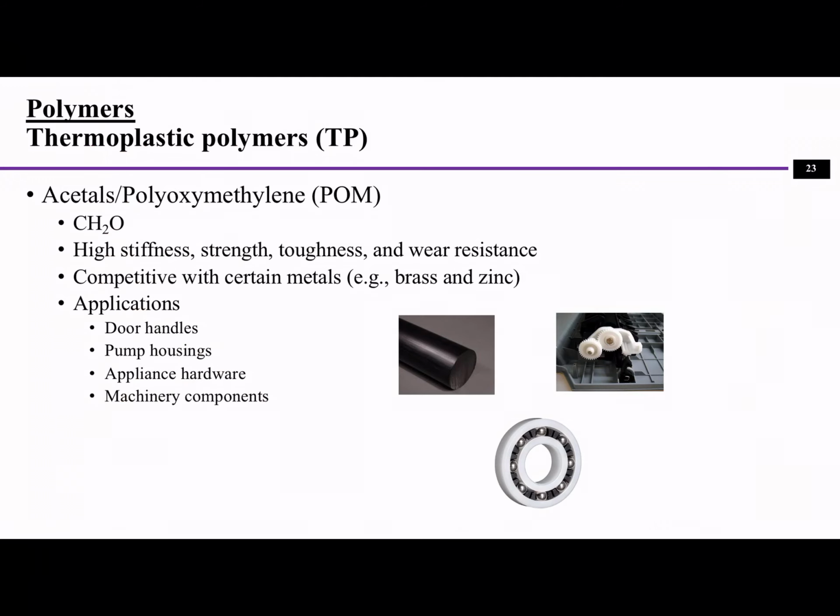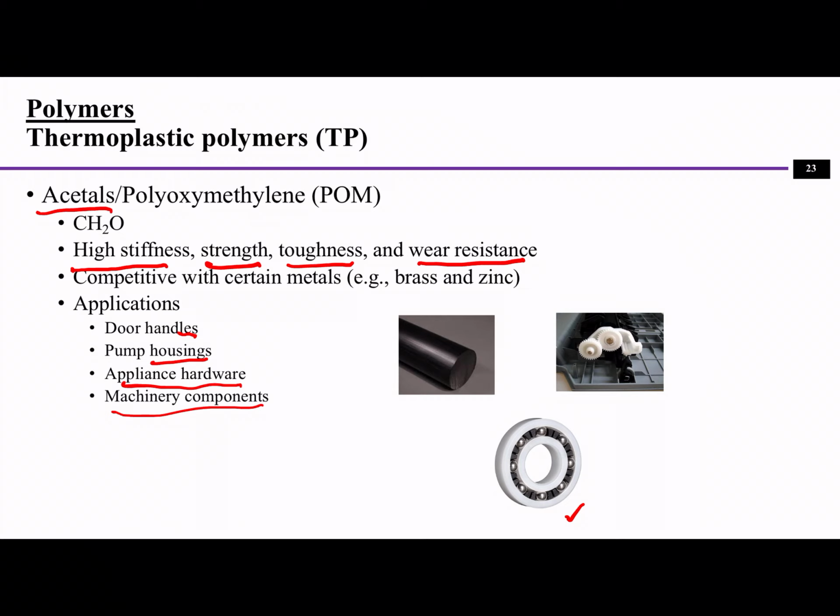Now let's look at different types of thermoplastic polymers. One typical one is acetal. Usually these kinds of polymers have high stiffness, strength, and toughness, and also have wear resistance. So that's why they can be used in products that need to be operated in conditions that require good strength, toughness, and wear resistance, like bearings, right? Bearings or door handles, pump housings, and also some appliance hardware and machinery components.